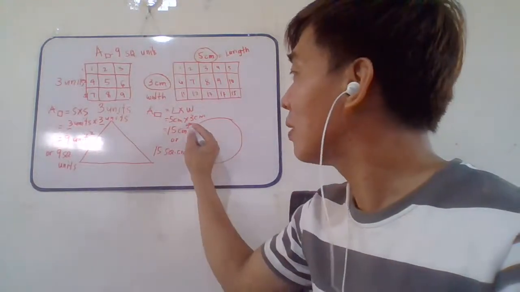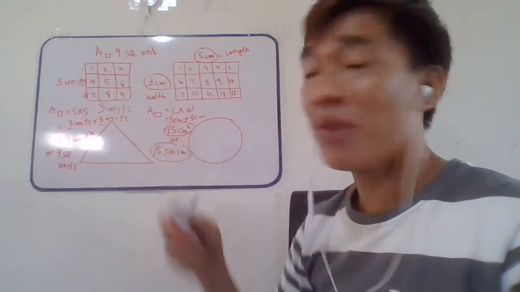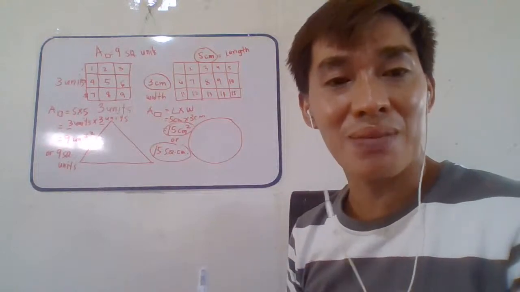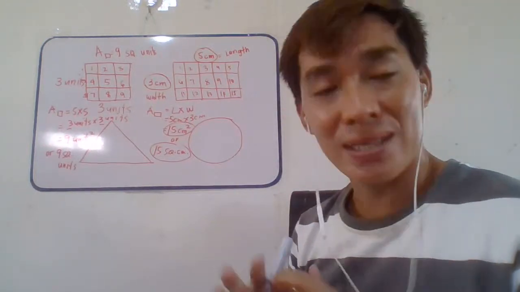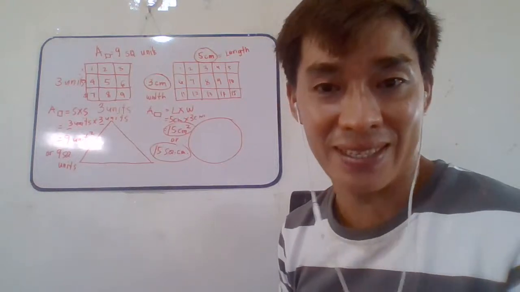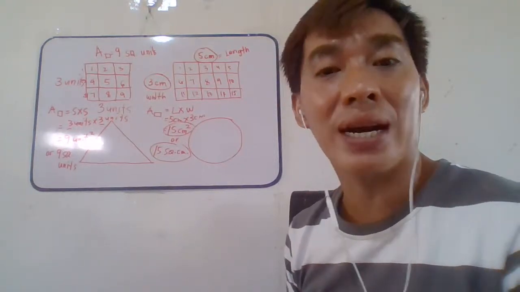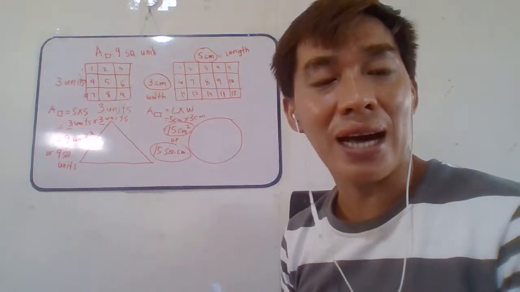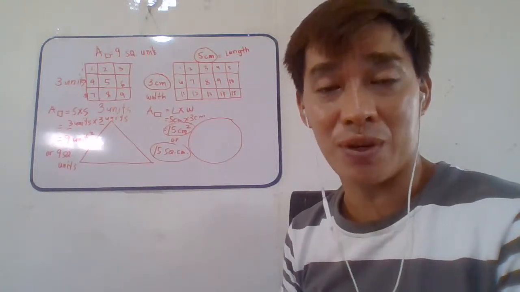Okay, so the area could be written in two ways. You could use square centimeters or you could use centimeters squared, because we are just counting the number of squares. Okay? So I hope it's clear for us now. Here is where we derive our formulas for the area.